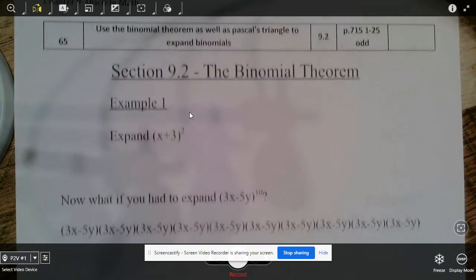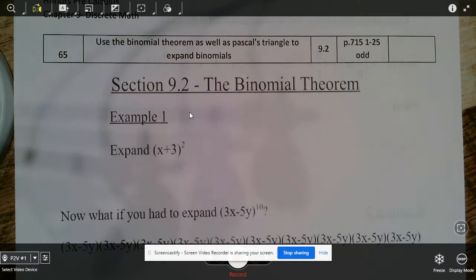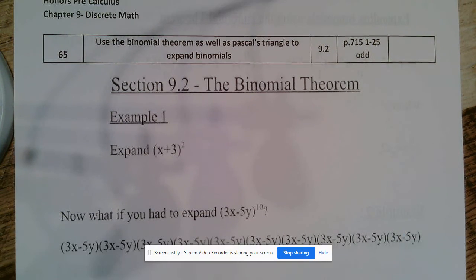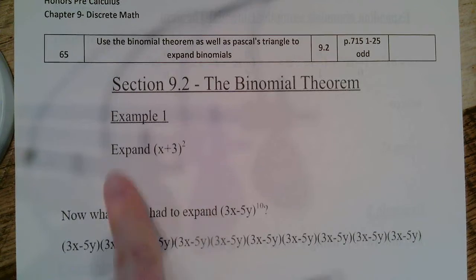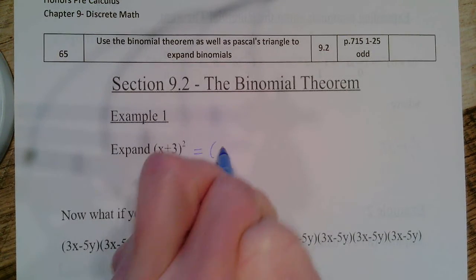This is Mrs. Hilvert, and today we're going to go through the binomial theorem and Pascal's triangle and just show you some cool number patterns that develop. So your homework is just going to be 1 through 25 odd, the practice problems for this, and we'll have the keys posted.